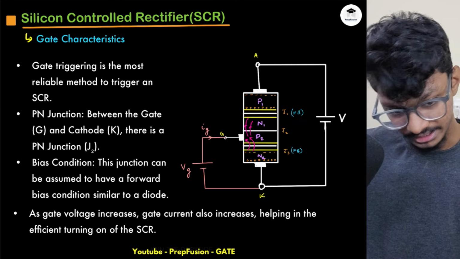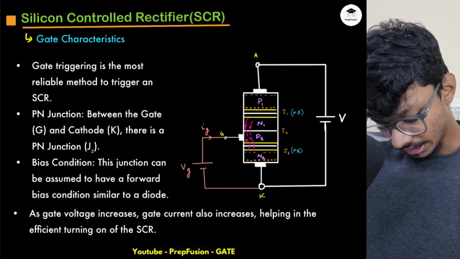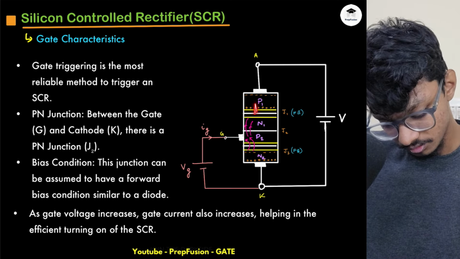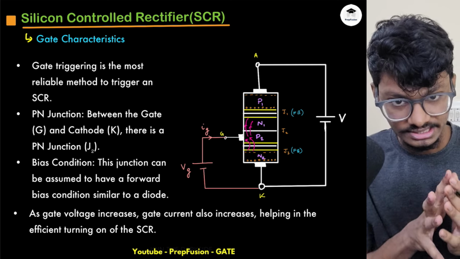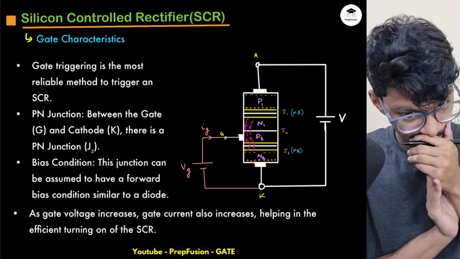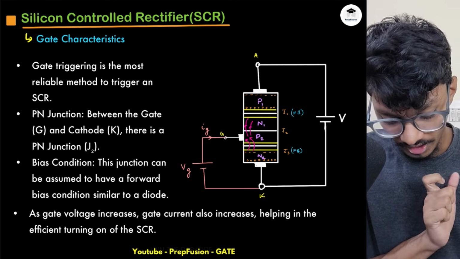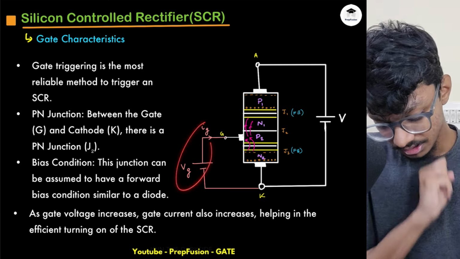Now let's start with the gate characteristics. So here I've told you, right? We use gate triggering to turn on this SCR and all those things. Generally, we place a VG and IG and we plot the gate characteristics in a graph. And that is also important to find out what amount of gate current we need to give and what amount of power will be dissipated in the gate.